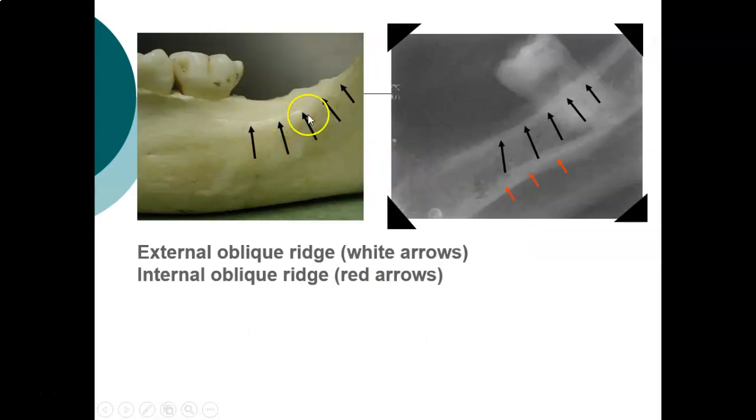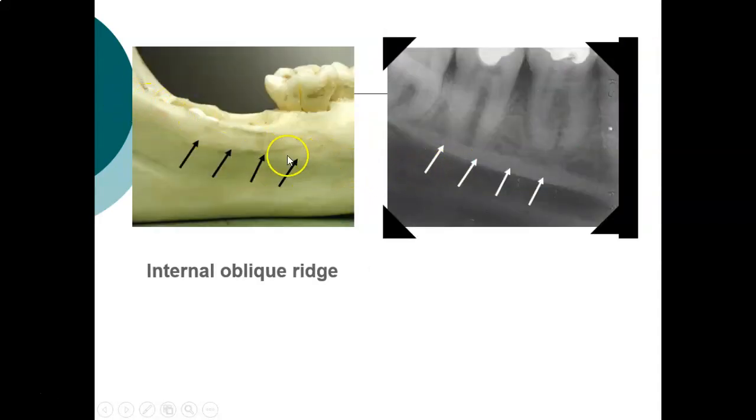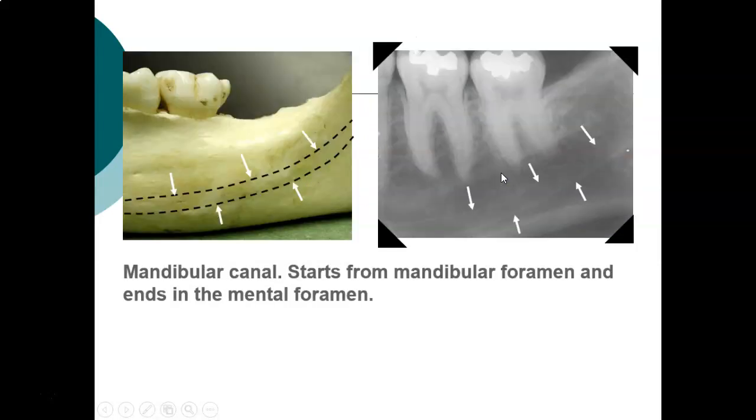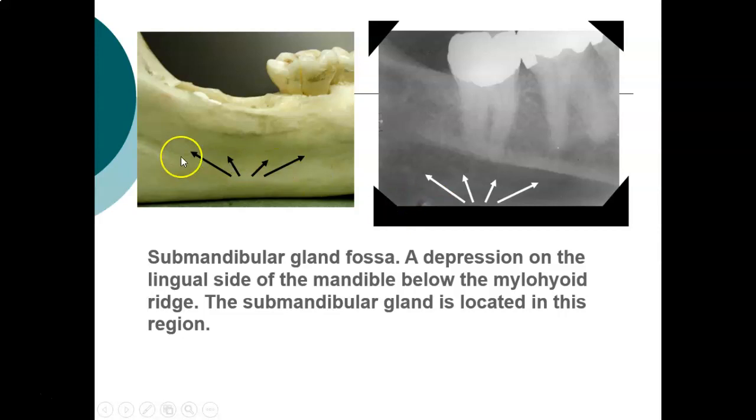So here again we have the external and the internal oblique ridge. It becomes really radiopaque right along the roots there. Submandibular gland fossa. And then we can see the mandibular canal pretty well right through here, over the submandibular gland fossa.